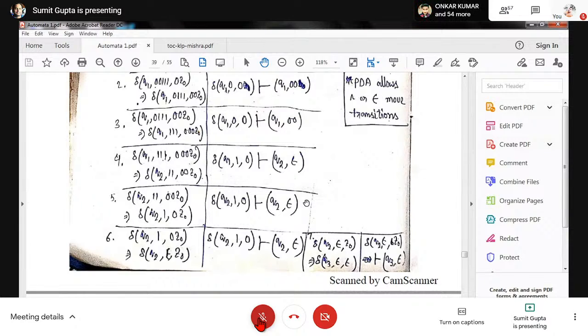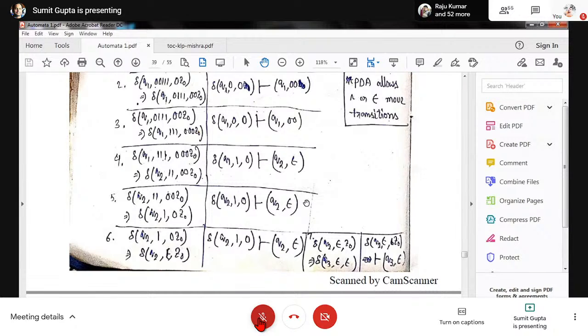Suppose we are having a mechanism where we want to see whether the given string has equal number of zeros and ones or not. Whenever a 0 is encountered on the input tape, we are pushing 0 onto the stack. And the moment 1 is encountered, we are popping out 0 from the stack. So if zeros and ones are equal, at the end we will be having only the initial state. So basically the stack will be empty at the end.